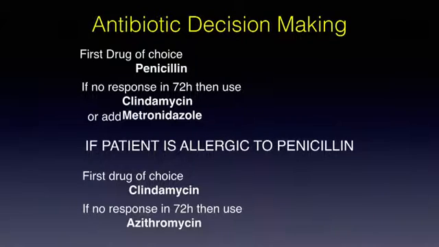The bacterial flora of endodontic infections is mixed gram-positive and gram-negative and is predominantly anaerobic. Our first antibiotic of choice is penicillin. If you don't see a response within about 48 to 72 hours, then you can switch to clindamycin or add metronidazole to the penicillin. If the patient is allergic to penicillin, clindamycin is the drug of first choice. If no response is seen in about 48 to 72 hours, then you can switch them to azithromycin.